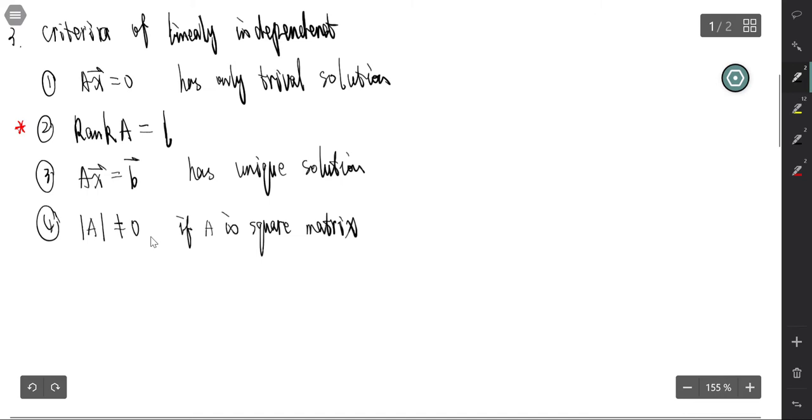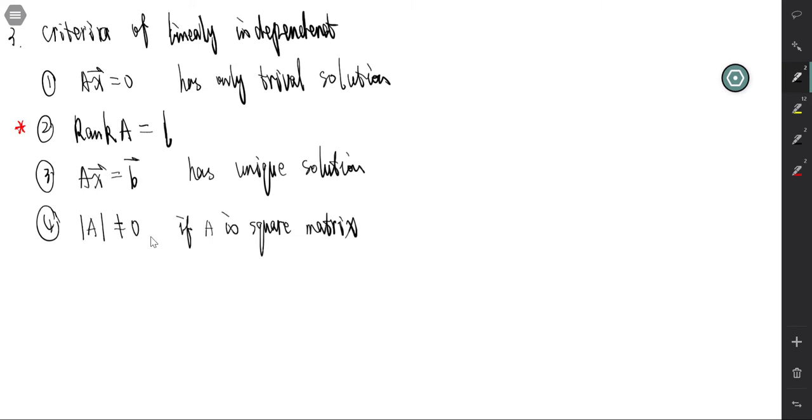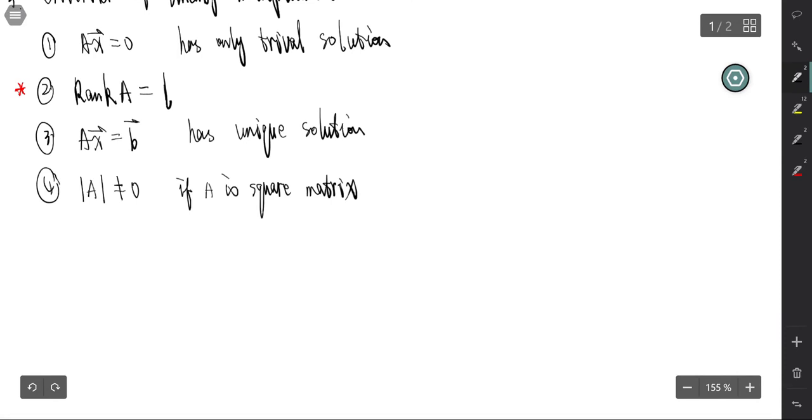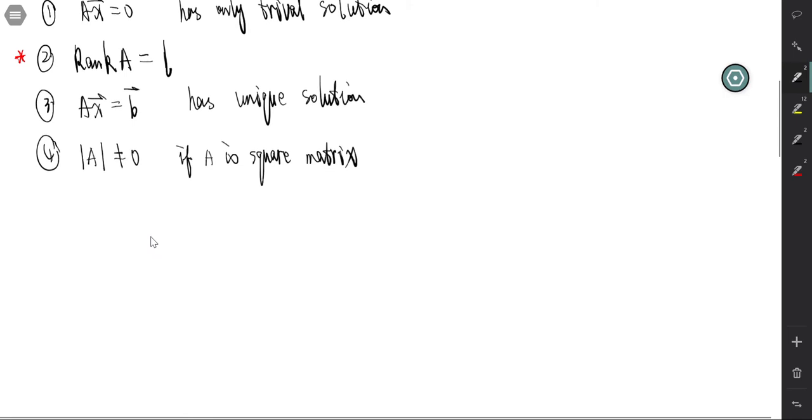If we want to use the concept of rank to determine whether our vector set is linearly dependent or independent, we have to use row reduction on the matrix, because the rank is the number of non-zero rows in the row echelon form. Now let's take some examples.